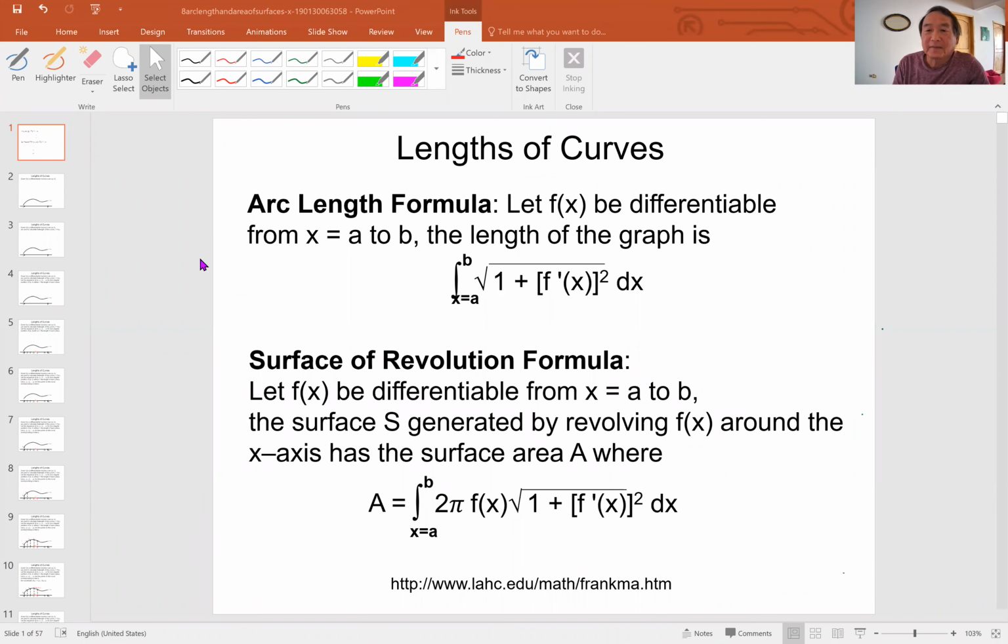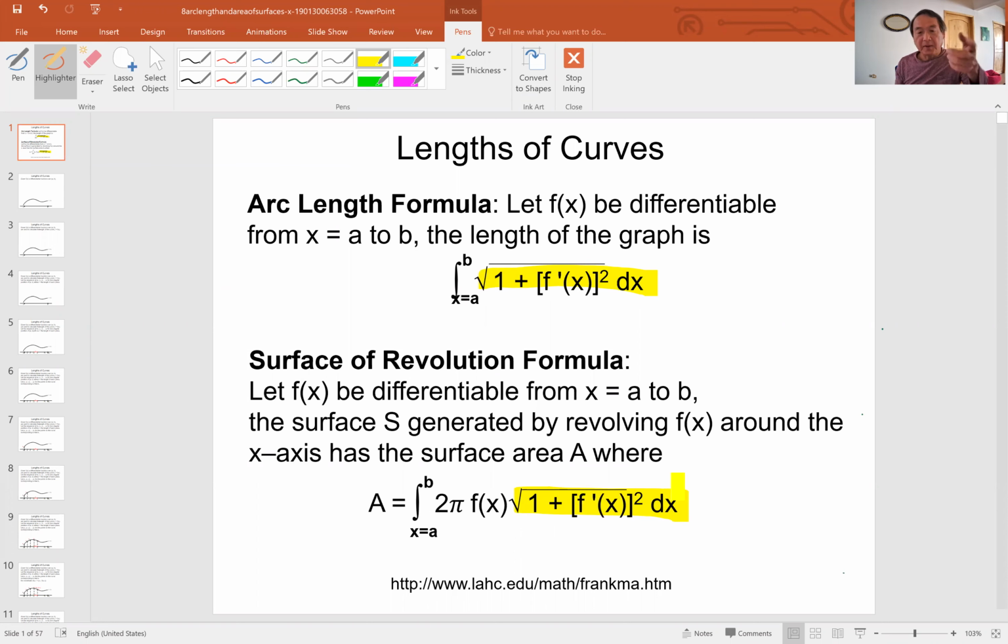Hello, everybody. This is Professor Ma, and this section is on the arc length formulas and the surface of revolution formulas. These are the two formulas. Let's take one glance at the formula, and there are these components in the formula.